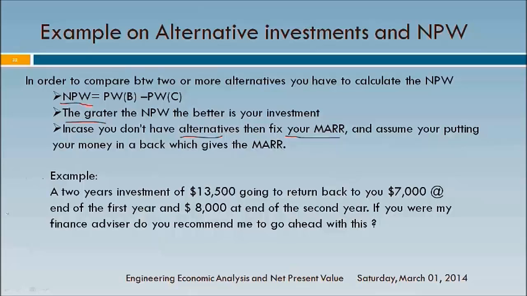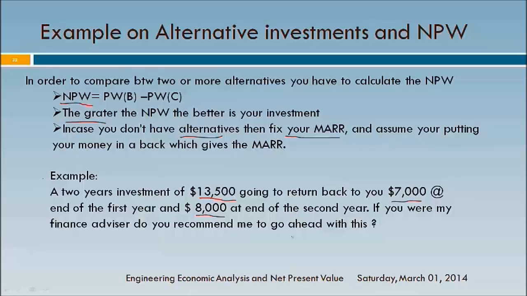Now let's read the example and see what we can do. A 2 years investment of $13,500 is going to return back to you $7,000 at the end of the first year and $8,000 at the end of the second year. So this is an investment. Today you're going to give 13,500 and you're going to get the first year 7,000 and the second year 8,000 for sure. So if you were my finance advisor, do you recommend me to go ahead with this investment? Yes or no? This is the question.